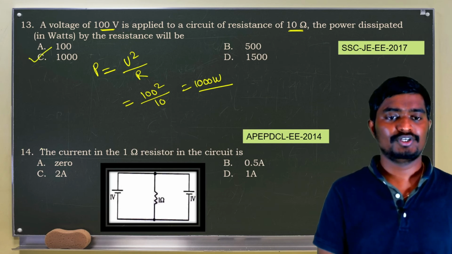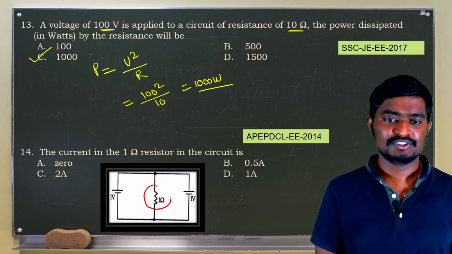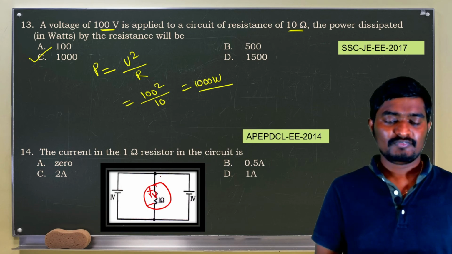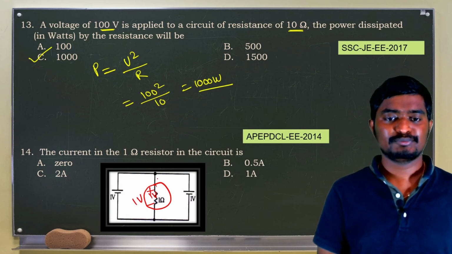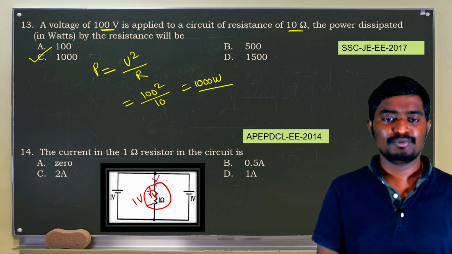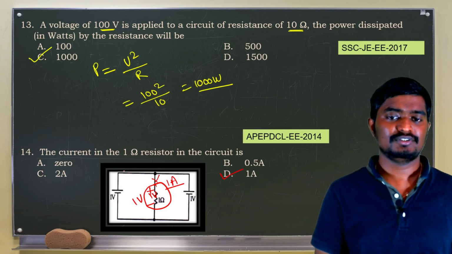Question number 14. The current in 1 ohm resistor in the circuit. Here 1 ohm resistor is connected across two 1 volt sources. Here the voltage across the 1 ohm resistor is 1 volt. Then as per Ohm's law, V equal to IR, the current flowing through the resistance 1 ohm is 1 ampere. When we look into the options, option D is the correct option.